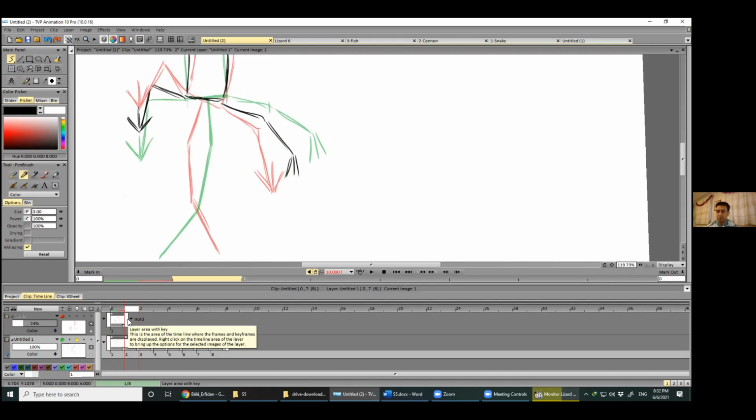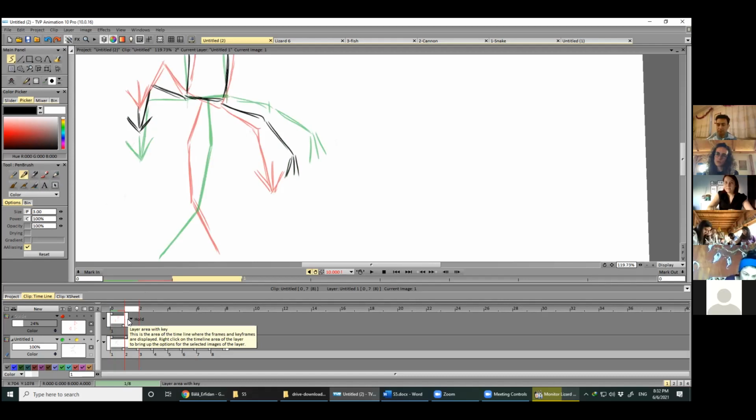Özge is asking, do we keep the S shape just for normally, or is it the S shape?